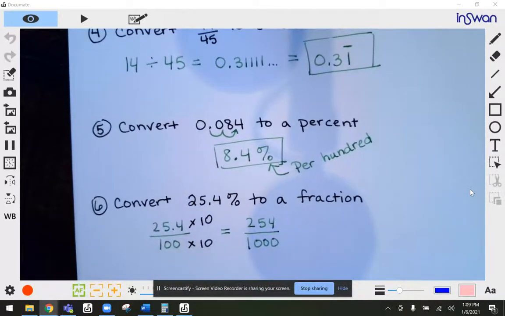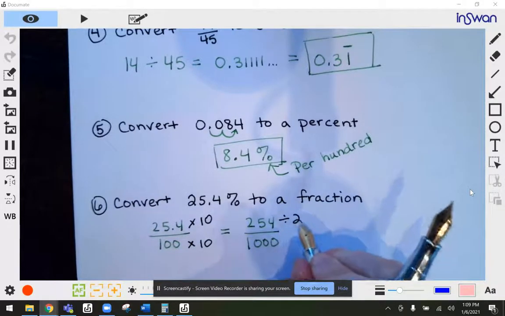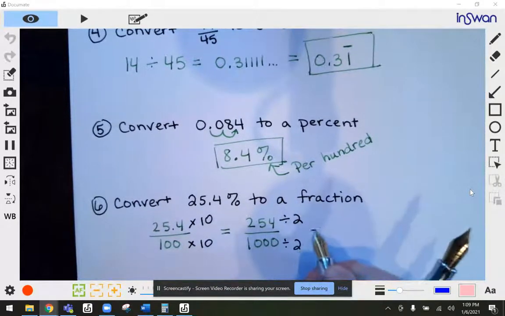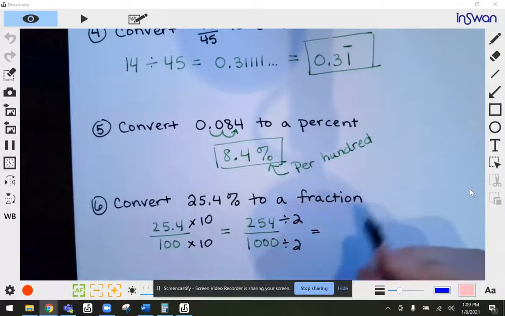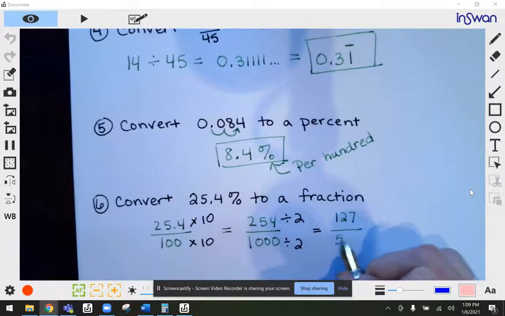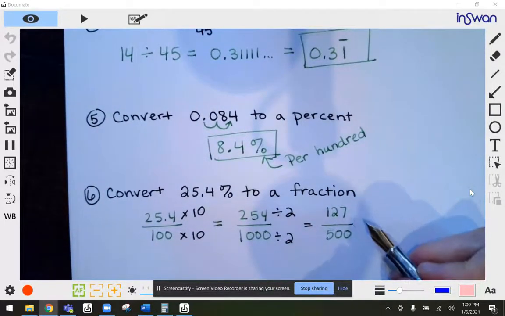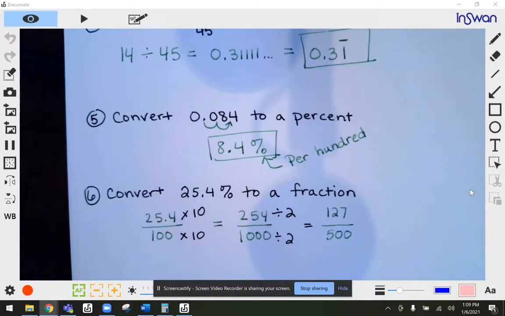And then reduce if you can. I see that they're both even, so I'm going to divide them both by 2 to get smaller numbers that are easier to work with. And I get 127 over 500. These are not both even. I don't quickly see a number that they can both be divided by. I think we are done.